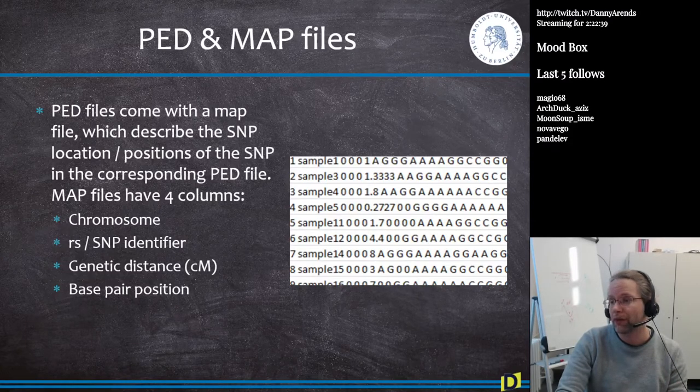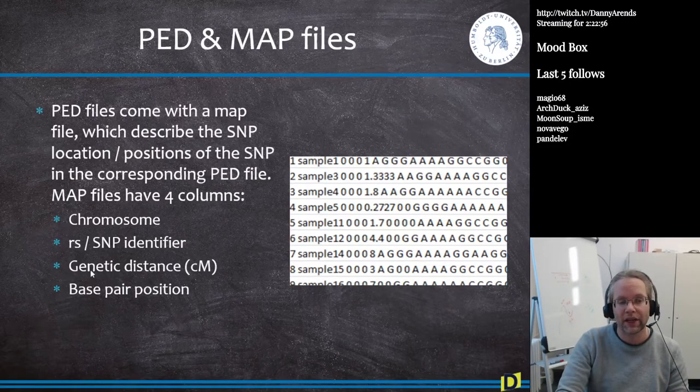Which SNP did we measure? So the MAP file is annotating the different columns. And the MAP file itself has four columns, so it lists the chromosome, the RS or SNP identifier, and then the genetic distance in centimorgans, and then the genetic distance in base pairs.